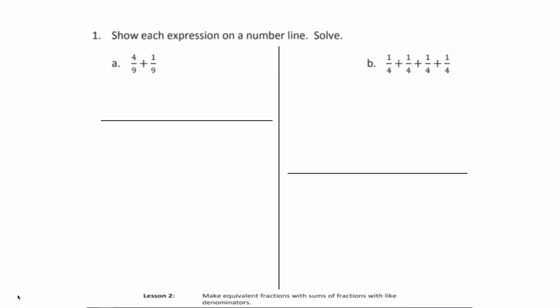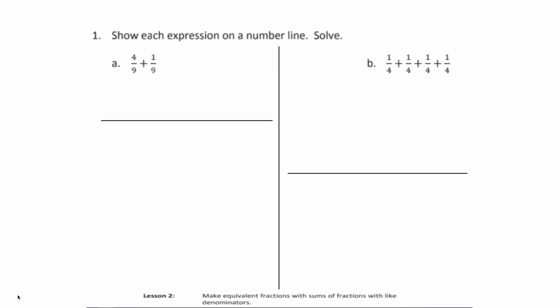All right, we are back at it with Module 3, Lesson 2. This is 5th grade once again, of course. Now, Mr. Kennedy, your host here. Let's take a look. Our objective is we will make equivalent fractions with sums of fractions with like denominators.